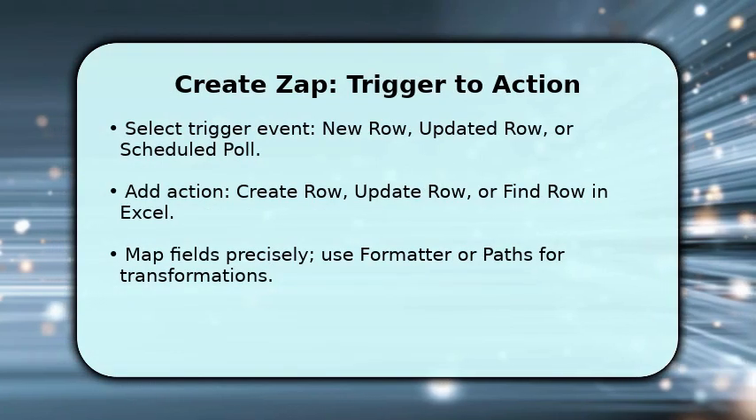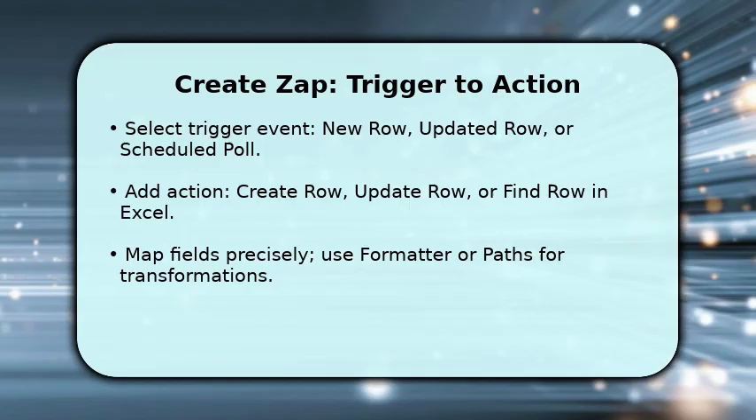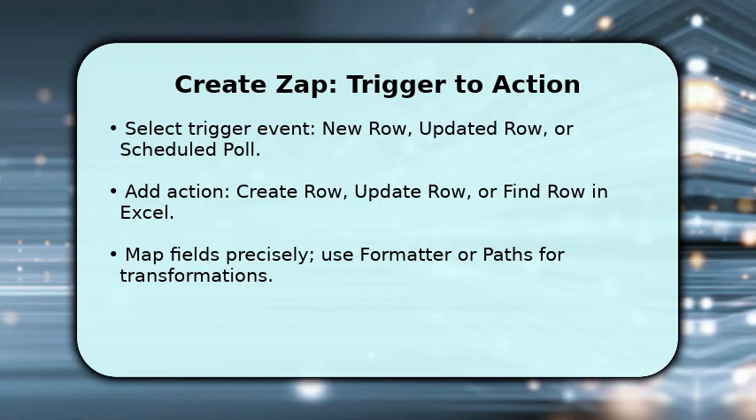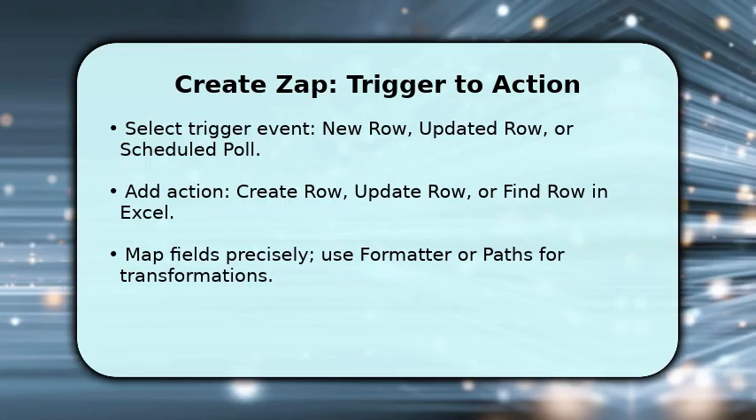Now build the Zap. Pick a trigger such as New Row in Excel or an external app event. After you test the trigger, add the action, for example, create row in the same or different workbook. Make sure to map each trigger field to the correct Excel column.